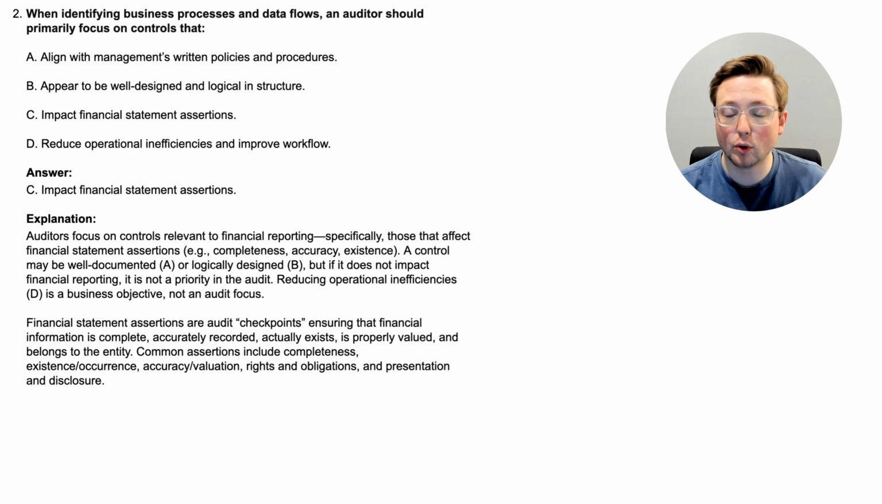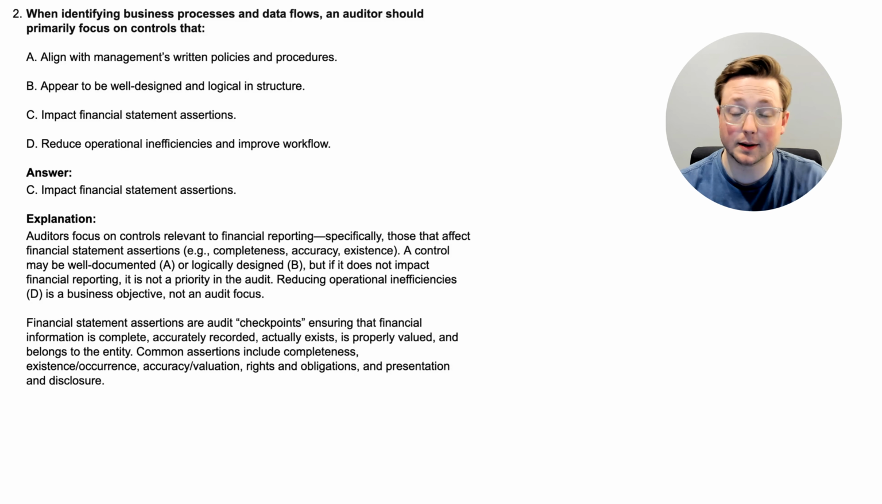It's just not as important as other things they could check, because again, what's the point of an audit? Making sure that the financial statements are presented fairly and accurately. That's one of the biggest points of doing an audit. Reducing operational inefficiencies, that was option D, is a business objective, not an audit focus.